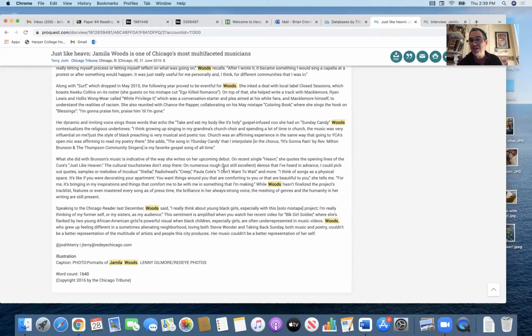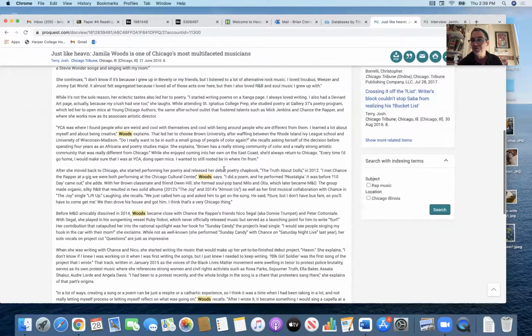Anyway, I mentioned all this stuff because all of that is here in this article from Josh Terry about Jamila Woods. A lot of good information about her background, what it was like to grow up, what it was like to face the racism issues that she did as a kid, what it was like to try to fit into that high school that she went to, where she probably was one of the few African-American kids who was there, and so had a hard time fitting in. The whole part about deciding where she would go to college, it's all in this article.